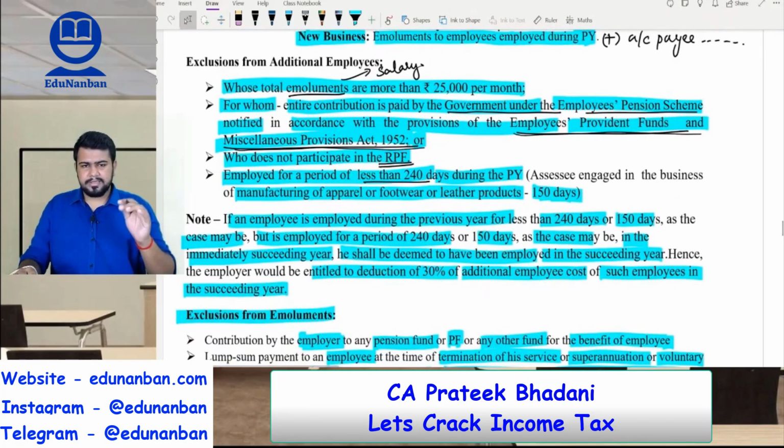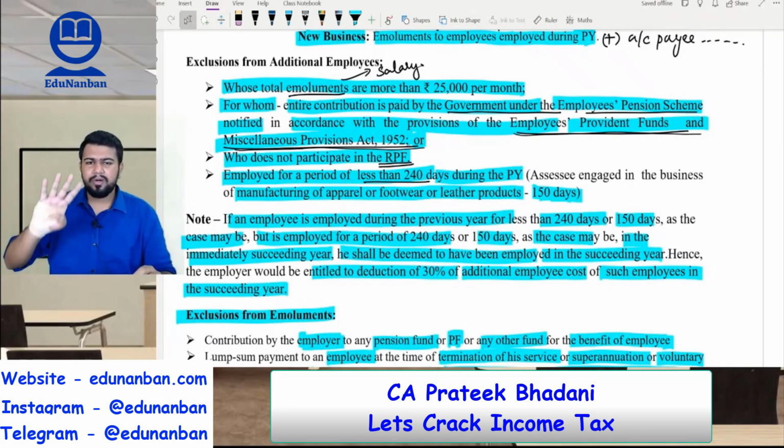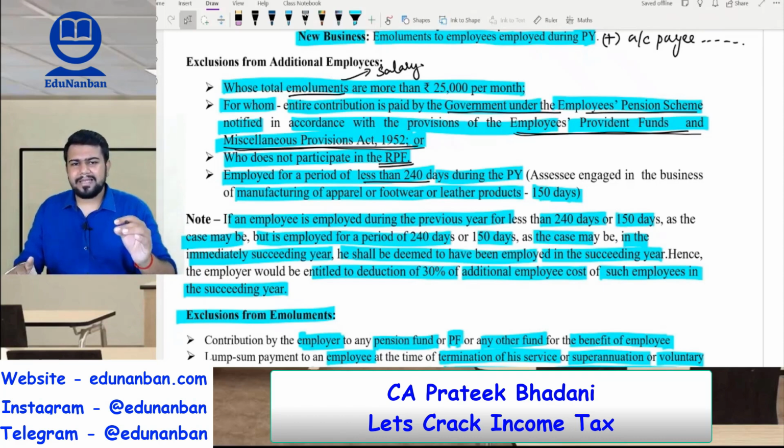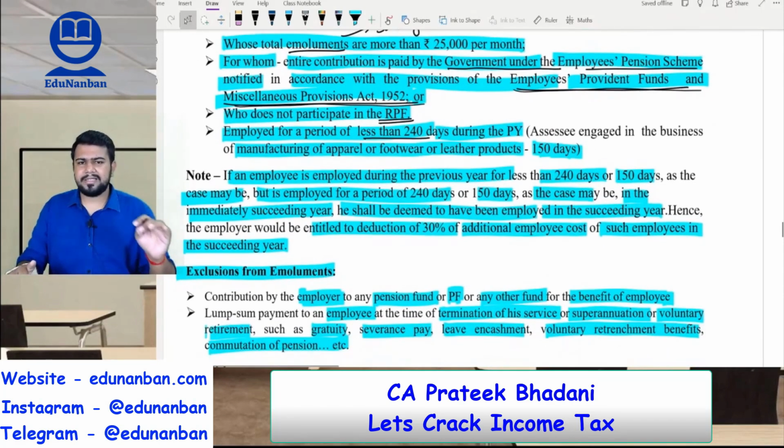Now, sir, who and all are not covered in additional employees? Four types of employees are not covered under additional employees. Number one, any employee whose total salary is more than 25,000 rupees per month is not considered an additional employee. Second, any employee for whom the government contributes to the pension scheme as specified under the Employees' Provident Fund and Miscellaneous Provisions Act. Such employees are also not counted as additional employees.